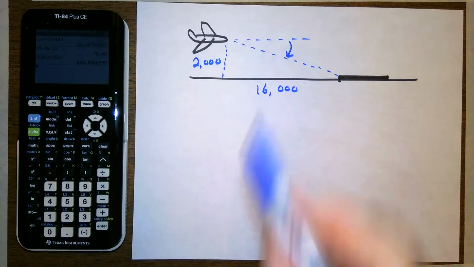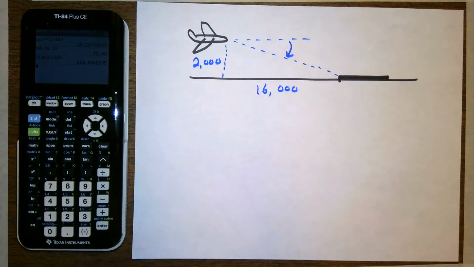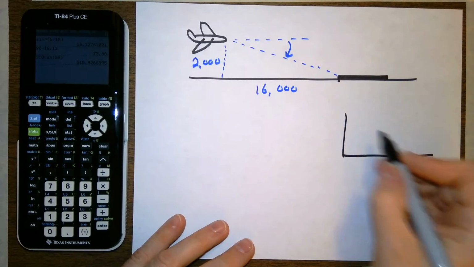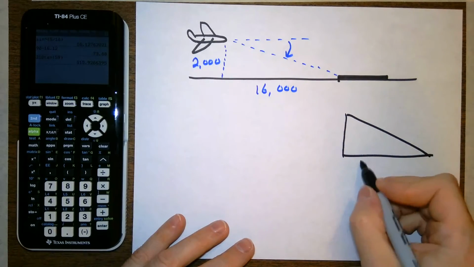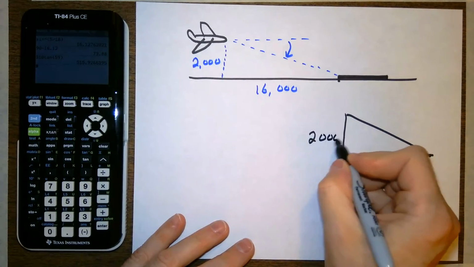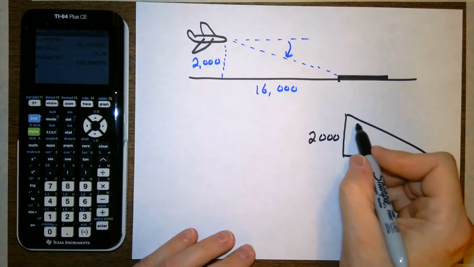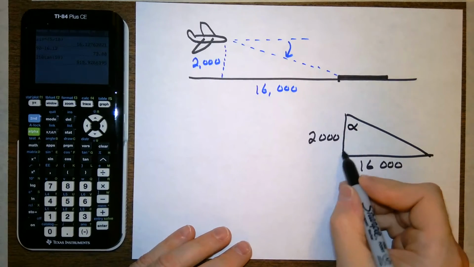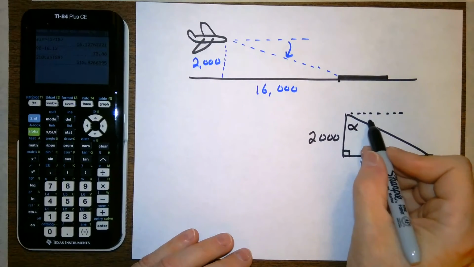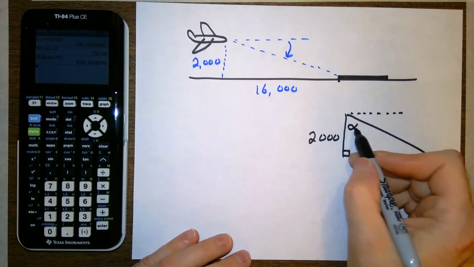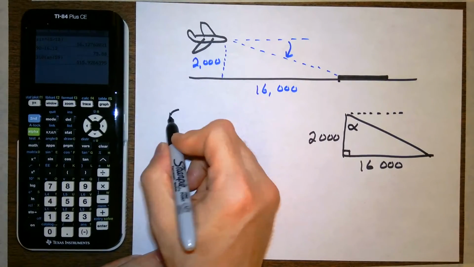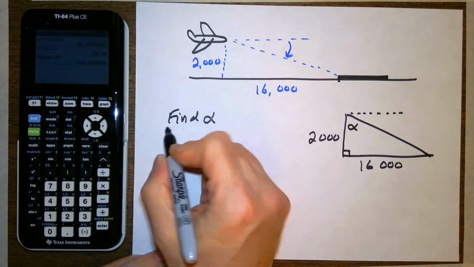All right, so do you see the triangular model here? Let's pull all this information out and take a look at just the triangle. And I know that it's 16,000 and 2,000. And I'm going to find this angle right here. I'm going to call it alpha. Here's my right angle. And then when I know alpha, I can find the angle that I'm interested in by taking 90 minus alpha. Let's find the angle alpha.